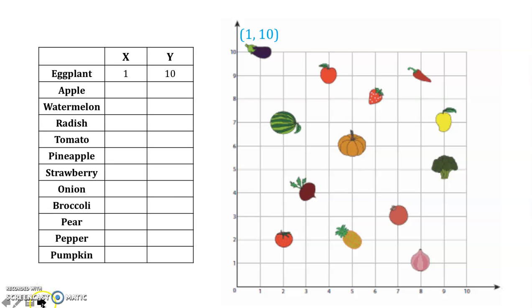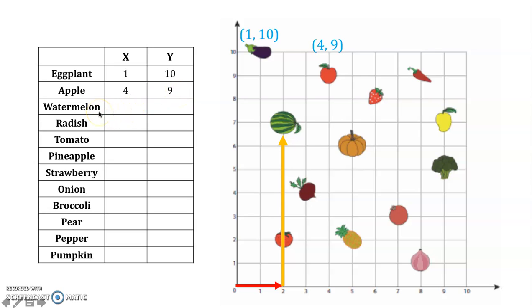Moving on to the next item, we've got an apple. So we're going to start at the origin, and then we are going to slide 4 units to the right until we see that the apple is directly above us. And then we are going to drive until we collide with that apple, which is 9 units up the y-axis. Our ordered pair is 4, 9, and that translates into 4 and 9 in our data table.